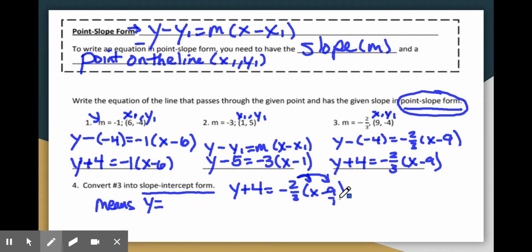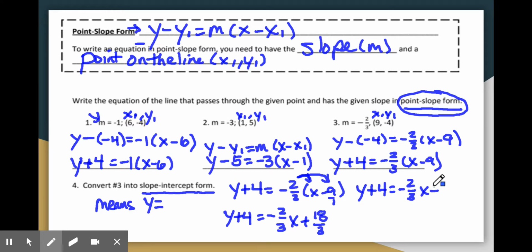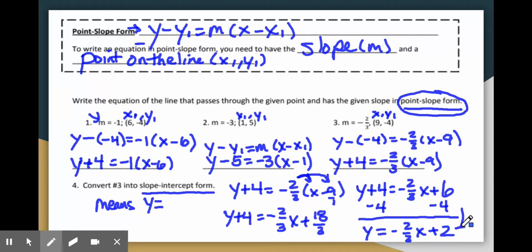We'll put a 1 underneath the 9. Then we'll have y plus 4 equals -2/3 x. Negative times a negative is a positive. 2 times 9 is 18, divided by 3. 18 over 3 is 6. So we have y plus 4 equals -2/3 x plus 6. Now we're going to subtract 4 on both sides, because we want to know what y is equal to. And we get y equals -2/3 x plus 2. This is the answer in slope-intercept form.